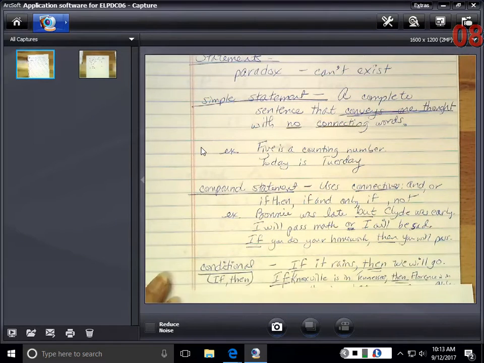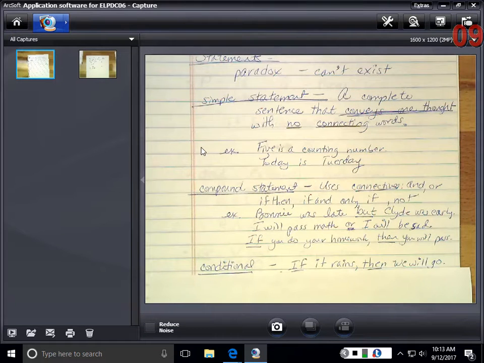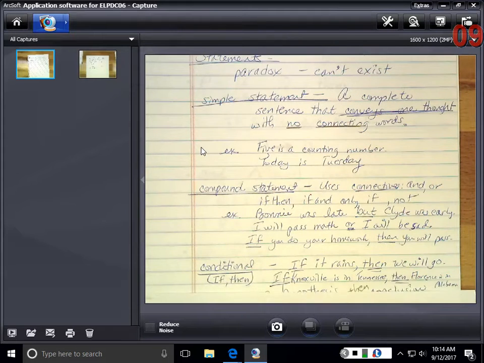Now, we have a special type of statement called a conditional statement. It is an if-then statement. It has an if-then in it. If it rains, then we will go. Here's another example. If Knoxville is in Tennessee, then Florence is in Alabama. That is an if-then statement called a conditional.